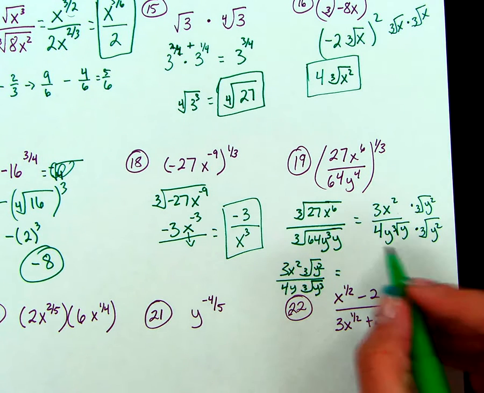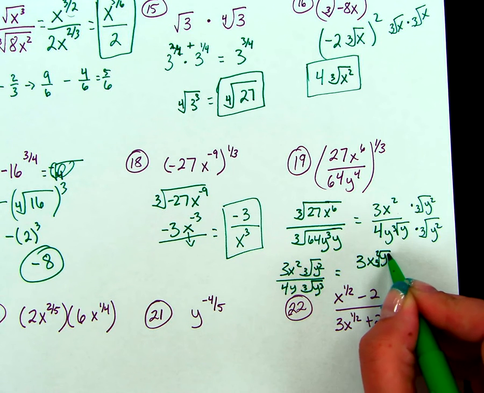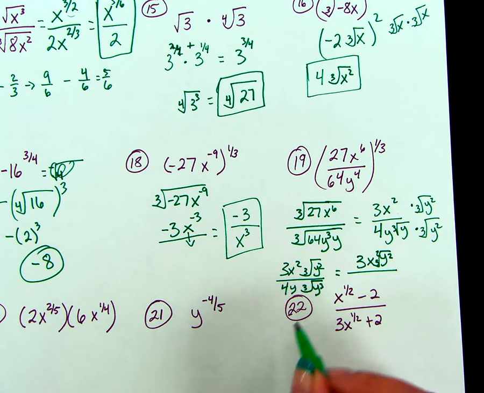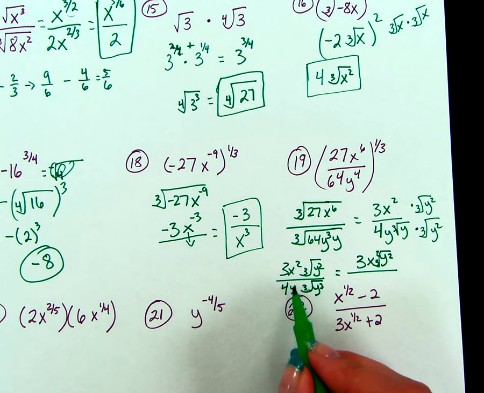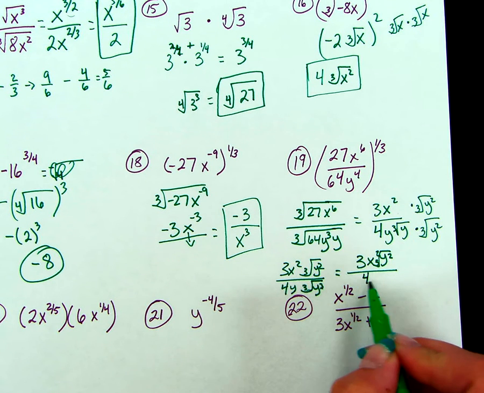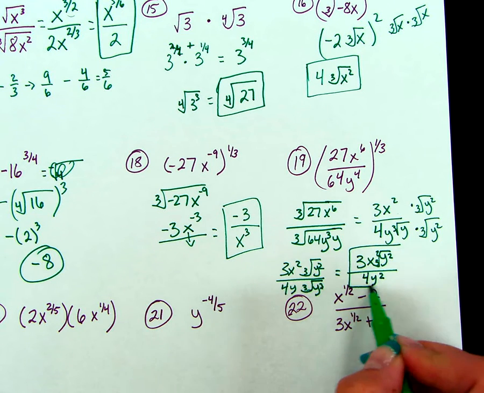So the numerator we can't, so that will stay the same. So 3x squared cubed root of y squared. And then when I simplify, 3 divided by 3 is 1, so this will become a y. And then we have to multiply it to the y that's already there. So it'll be 4y squared for our final answer.